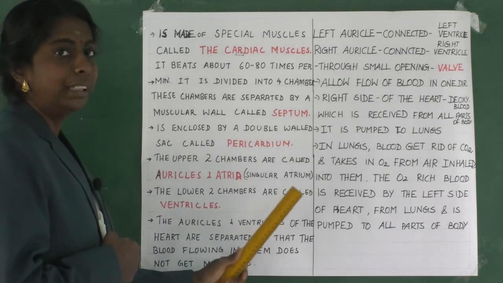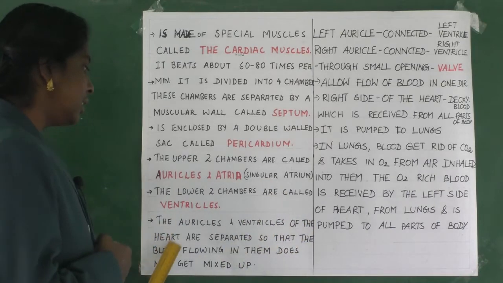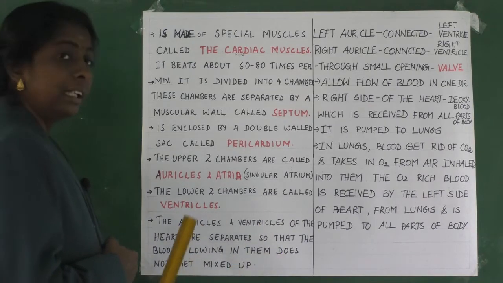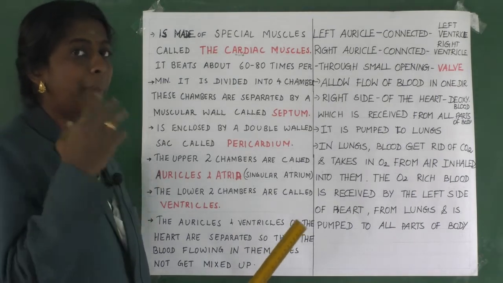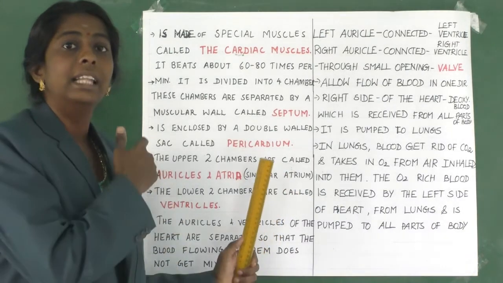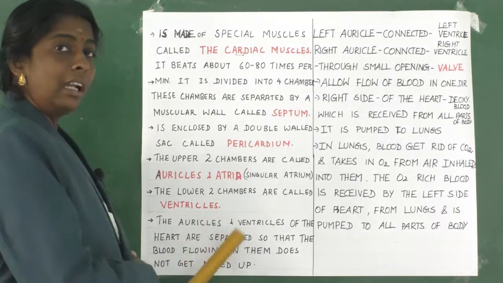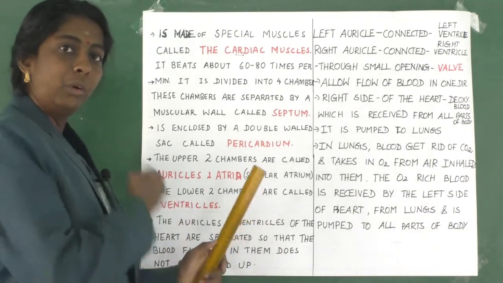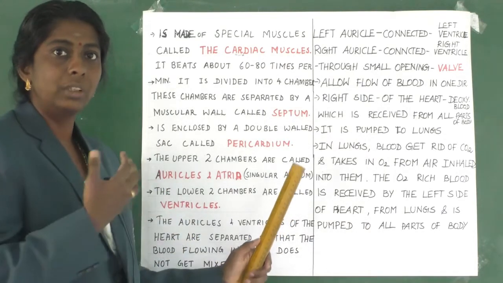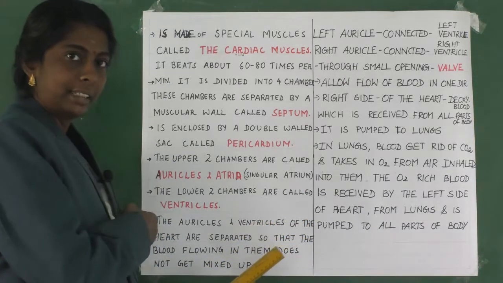Then the auricles and ventricles of the heart are separated so that the blood flowing in them does not get mixed up. Once again, the four main parts are the right auricle and right ventricle, left auricle and left ventricle. They are separated so that on one side it is deoxygenated blood and on the other side it is oxygenated blood. So this blood will not get mixed up.